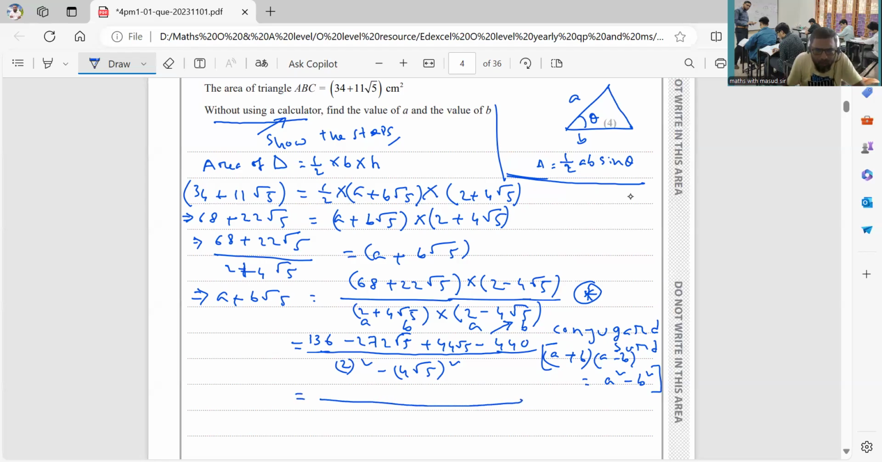Okay, so now 2 square will be 4 minus. So if you calculate this, 4 root 5 whole square, it will be 80, because 4 square is 16, 16 into 5, 80. So it will be 80. And in the numerator, if you look at the number, 136 minus 440, you will get minus 304. So negative 304 minus 272 root 5 plus 44 root 5. Minus 272 plus 44, and you will get minus 228. Minus 228 root 5.